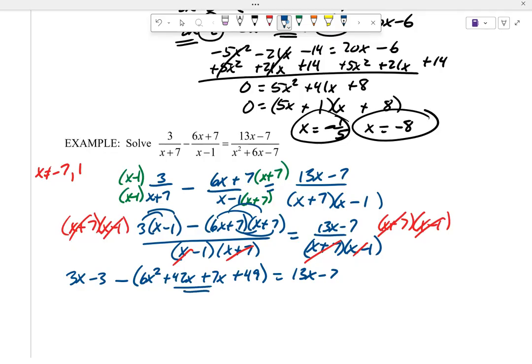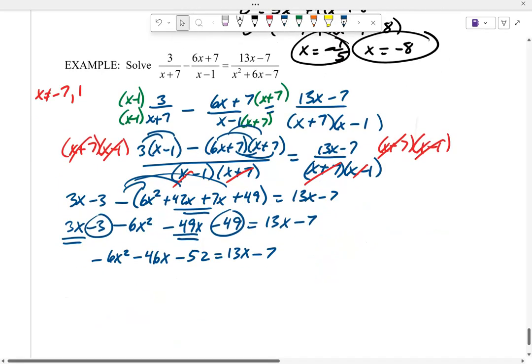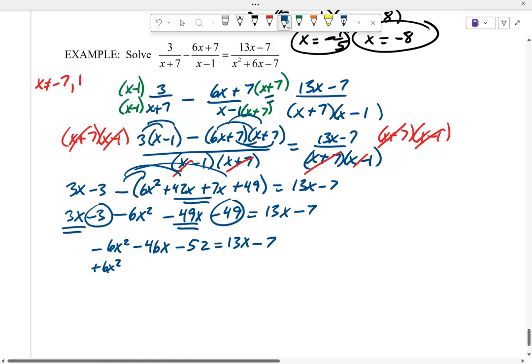That'll give me 49x in the middle, and then I'm going to distribute that. So the 3x minus 3 minus 6x squared minus 49x minus 49 equals 13x minus 7. So we got negative 6x squared. 3 minus 49 gives me negative 46x. Negative 3 minus 49 gives me minus 52. Equals 13x minus 7. I have a quadratic. I want a positive, so I'm going to take everything over to this other side.